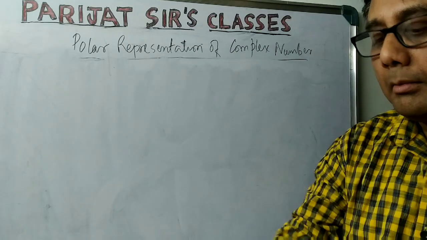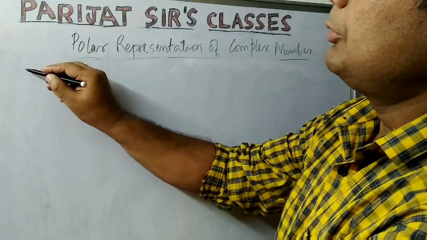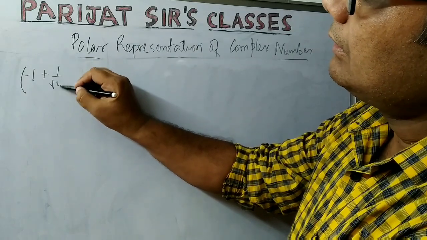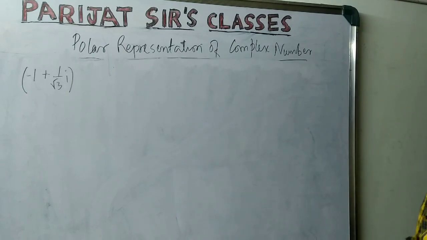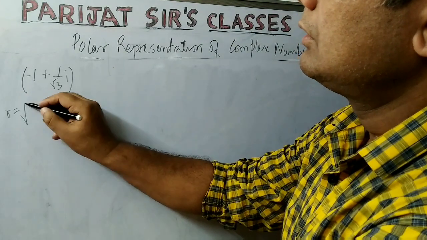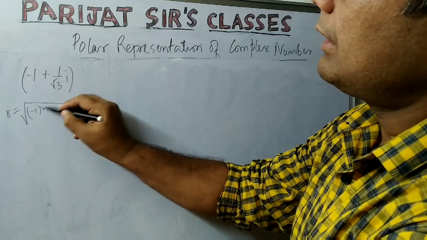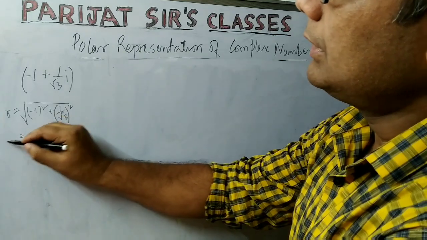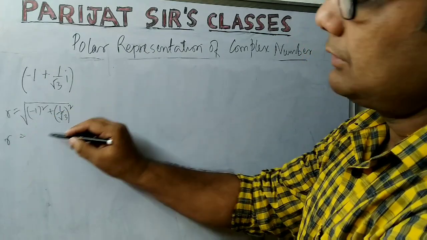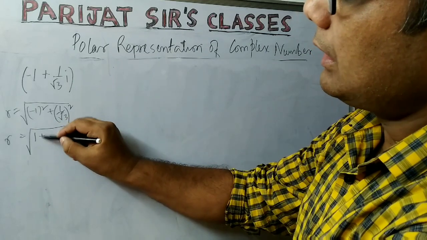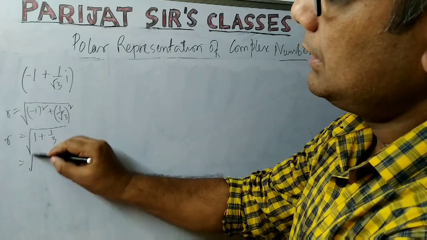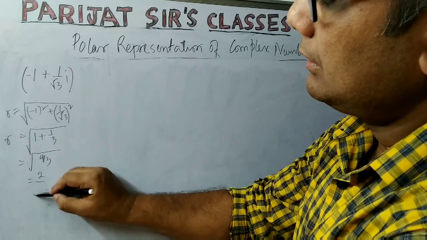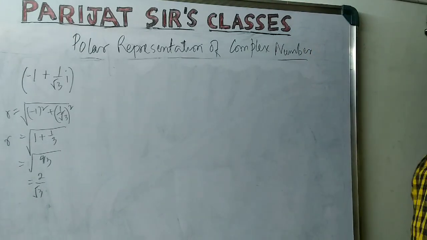So let's see, by taking another example. Suppose I take minus 1 plus 1 by root 3i. So here r will be root over minus 1 square plus 1 by root 3 square. So which is coming out to be, r will be 1 and 1 by 3. This is coming 1 plus 1 by 3, which will be 4 by 3, and that will be 2 by root 3. That is r.